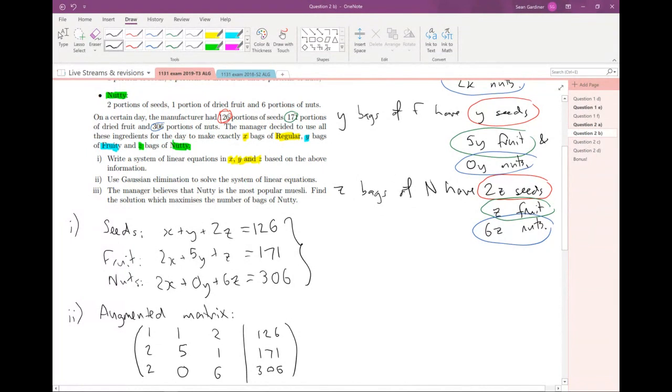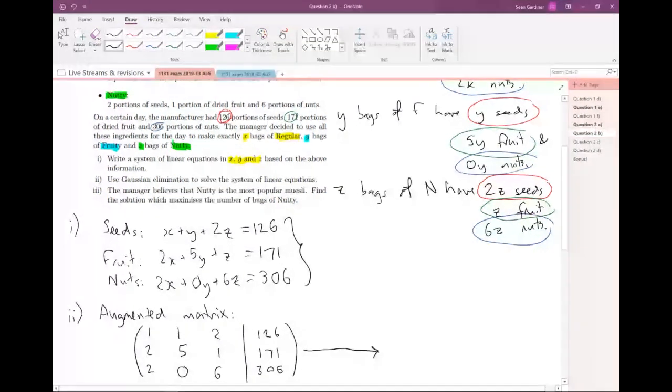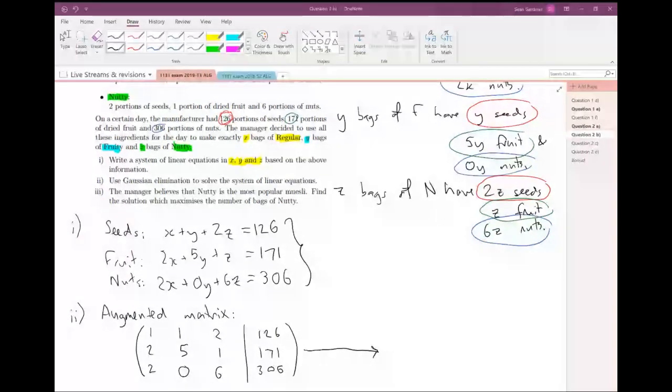Okay, and now it's just a matter of row reducing this matrix. So any suggestions on what my first one or two steps might be in the aim of making this a simpler matrix? Row 2 to row 2 minus 2 row 1. Yes, I like that idea.